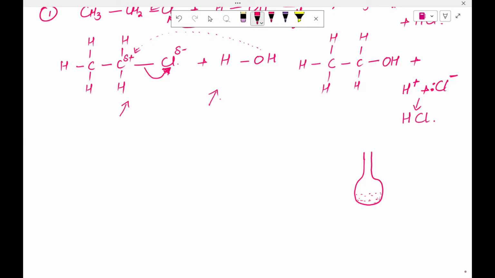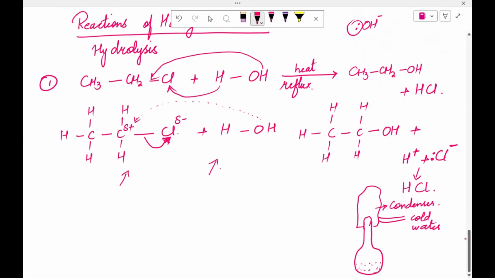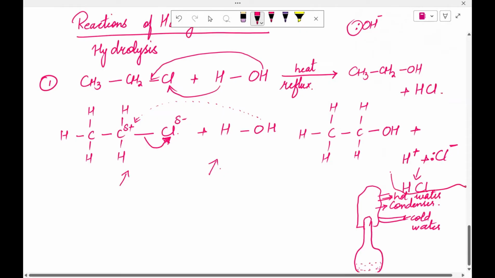There is basically a type of condenser. What is the purpose of condenser here? This is basically cold water that is entering from here, and I'm going to draw it like this. Cold water would be entering from here. Hot water would be leaving from this place. You can see here.